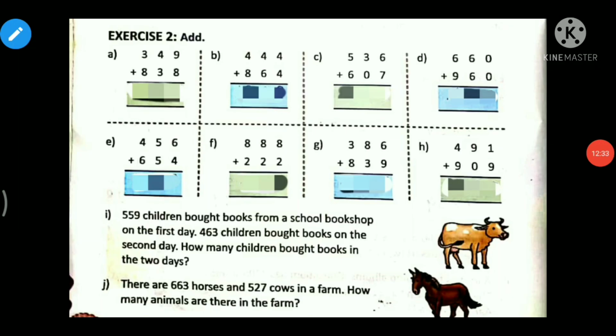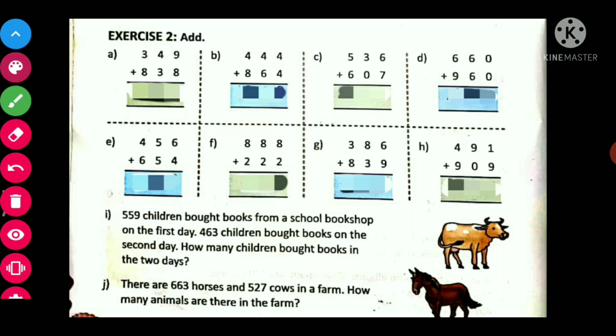Okay students, so this much only for today. I hope you have understood this one. So I and J, this one also you have to do in your copy. Okay, and I will give you the answer for I and J. But E, F, G, H, these 4 you have to do by yourself.